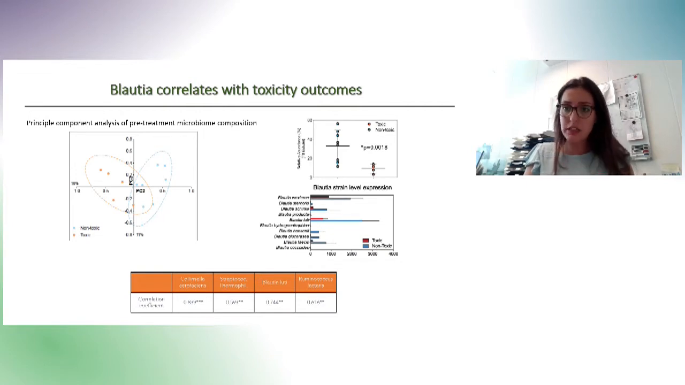And even if we go a little bit more into details, if we go to the species level, you can see here that Blautia luteii, this non-toxic group, has significantly higher expression of these species when compared to the toxic group. And you can also see this in this correlation coefficient, in which we saw that the presence of Blautia is positively correlated with the non-toxic group.